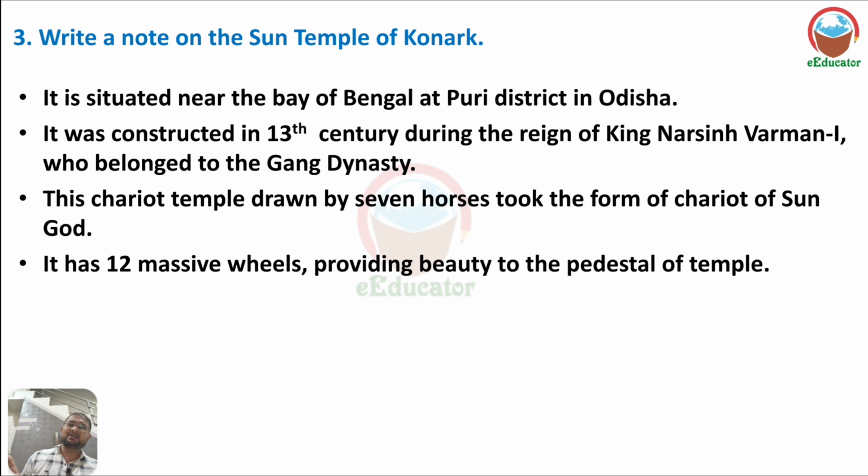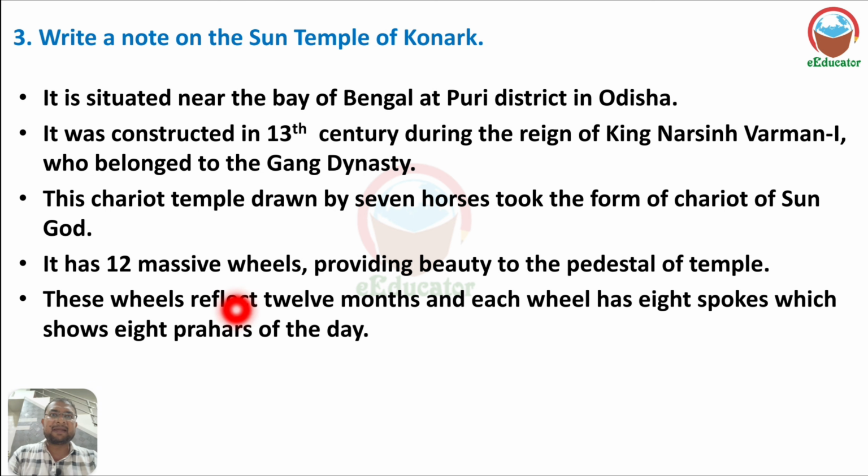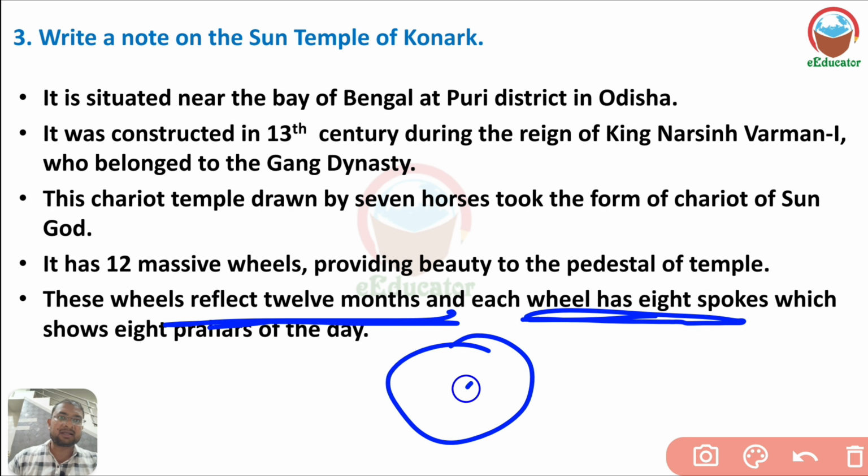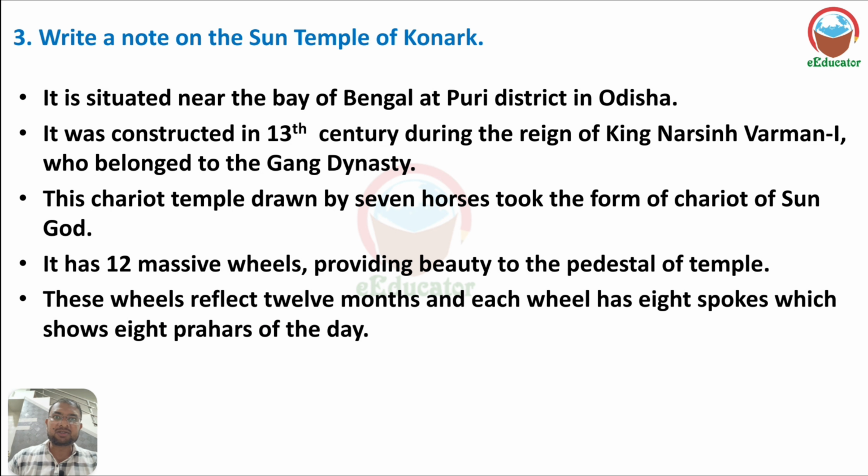Around the base of the temple there are 12 massive wheels. These wheels reflect the 12 months, and each wheel has 8 spokes. The 8 spokes suggest the 8 prahars of a day. A prahar means a certain duration of a day; with 8 prahars, each prahar is 3 hours, making 24 hours.